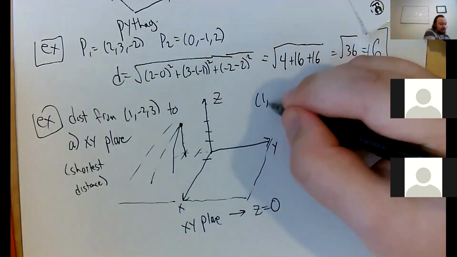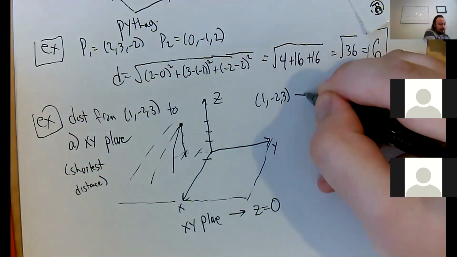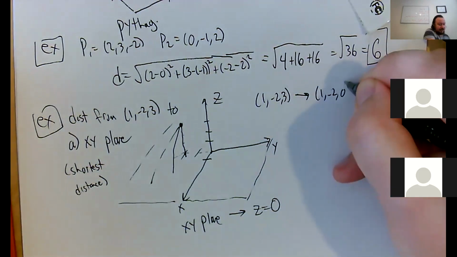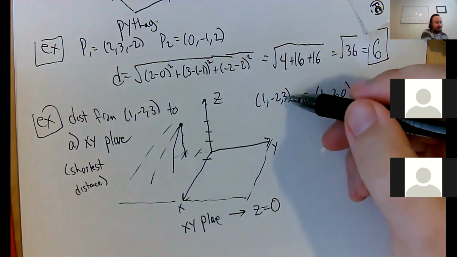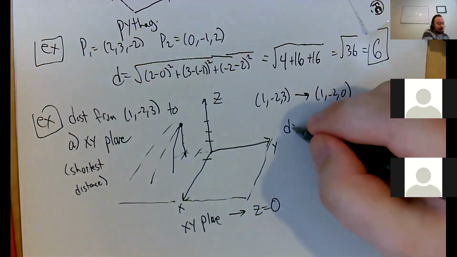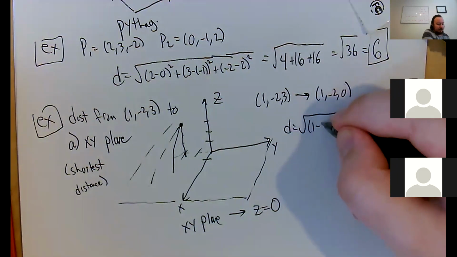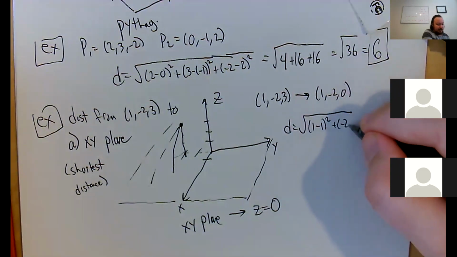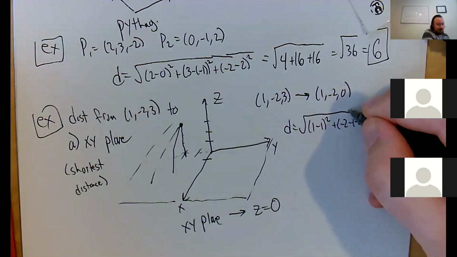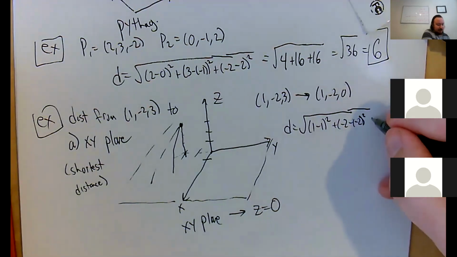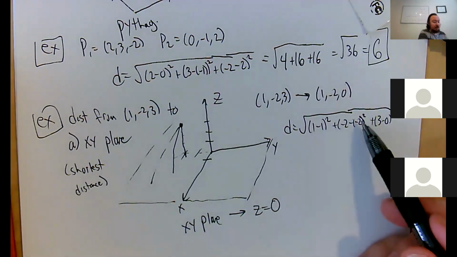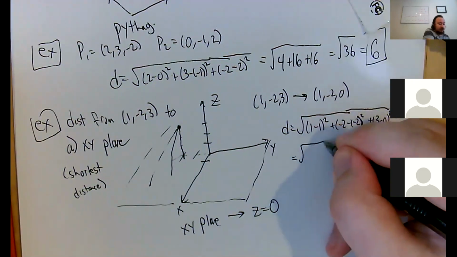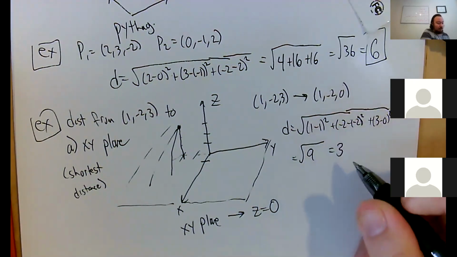So I effectively want to move this point to 1, -2, and 0, because I don't care what x and y are. I just want my z to be 0. So in this case, if I do the distance formula, that's going to be the square root of (1 minus 1) squared, and then (-2 minus -2) squared, and then (3 minus 0) squared. And as you might expect, and as people were already saying in the chat here, all of these are going to be 0, and I'm really just ending up with the square root of 9, or 3.